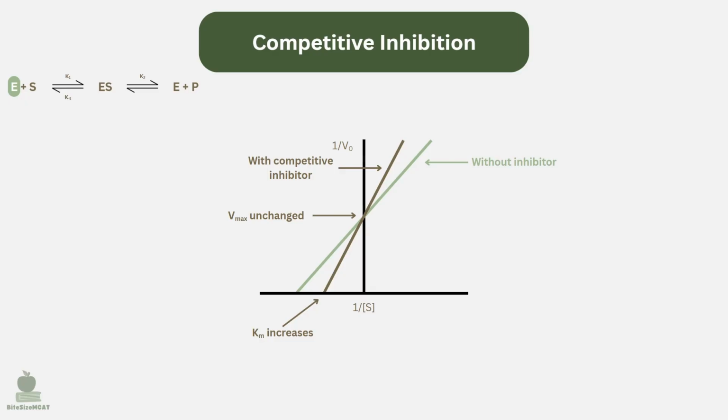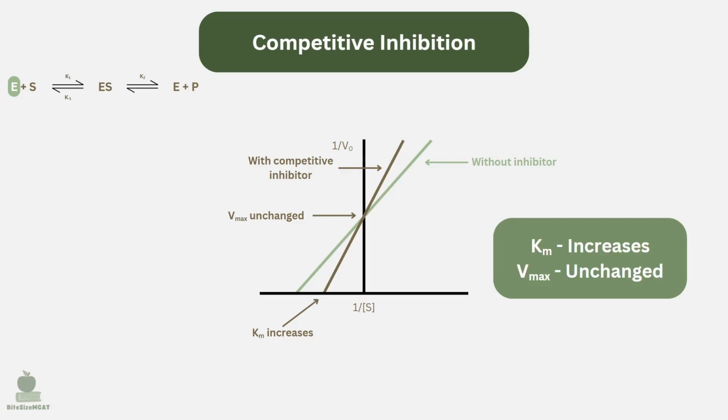So, big overview. Competitive inhibitors bind to the active site on free enzyme. This leads to Km increasing while Vmax stays unchanged.